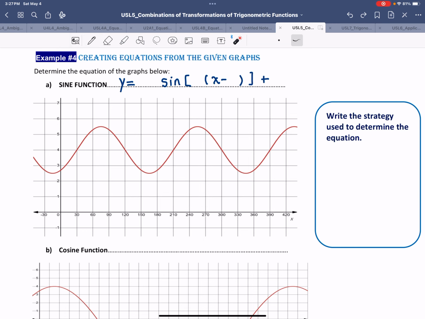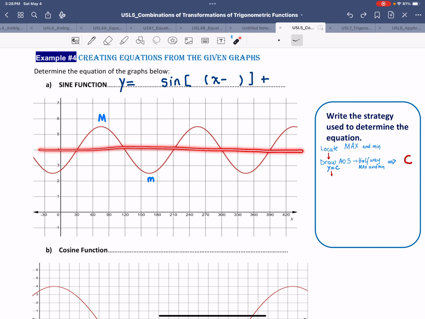We're going to start off by locating the maximum and the minimum of the graph of this function. So the maximum of the function is at 5.5 and the minimum is at 2.5. Now, based on the max and min, it would be easier for us to determine the equation of axis of symmetry. Axis of symmetry will go through the graph halfway, so right in the middle between max and min, and that's why it's important to locate max and min first.